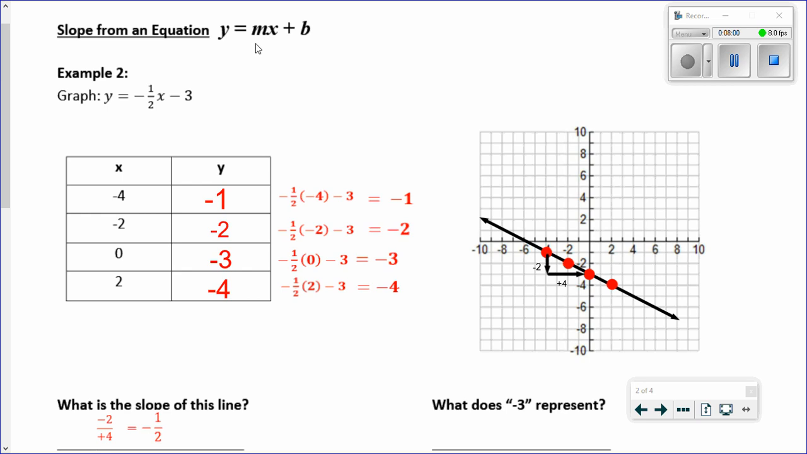Okay? Now we need to look at what the -3 represents here. Well, if we look at our graph, at -3, that's where I'm crossing the y-axis. Okay? So that means that is our y-intercept. So that number on the end, the b, is our y-intercept.